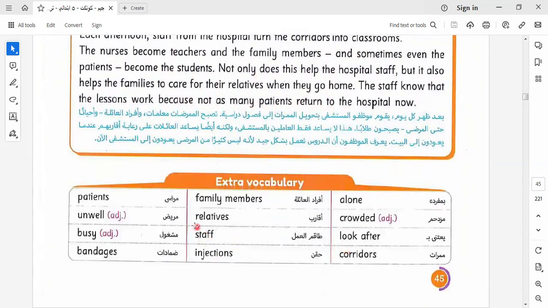Let's know some vocab here related to this part. Here we have patients, family members, alone, unwell, relatives, crowded, busy, staff, look after. We have here look after and we have take care. Both have the same meaning. Also benches, injections, and corridors. Let's go to another one here.